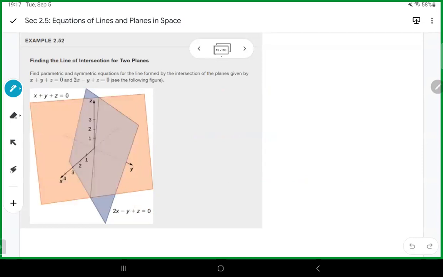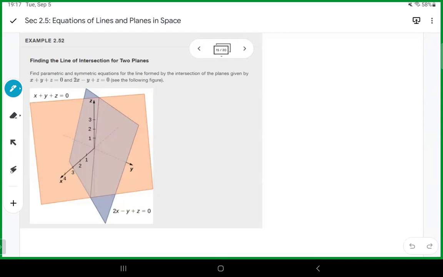All right, so finding the line of intersection for two planes. Find the parametric and symmetric equations for the line formed by the intersection of the planes given by the following. Okay, so the first thing we have to note is that the planes have non-parallel normals. So in other words, the planes intersect. Further, the origin satisfies each equation, so we know the line of intersection passes through the origin.